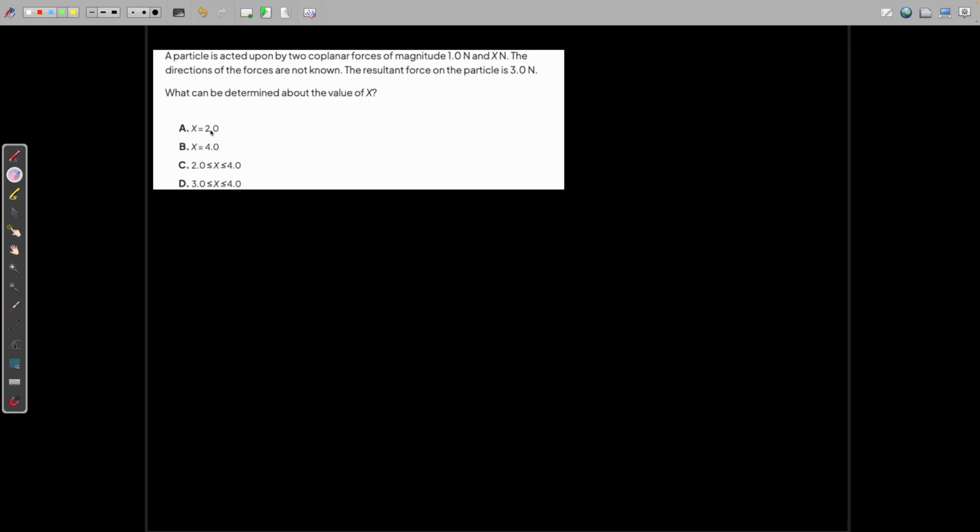So it's not just that one or that one, so it's either going to be C or D. Well, we already know it could be 2, and we already know it could be 4. So it must be C. There's also a value in between, so if you set the vectors, I should really draw these.